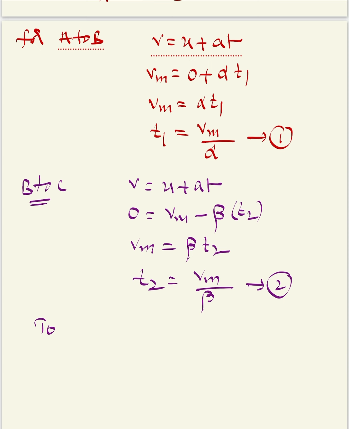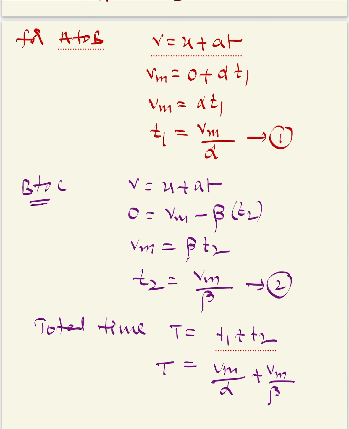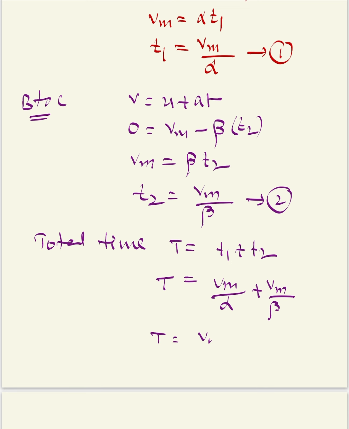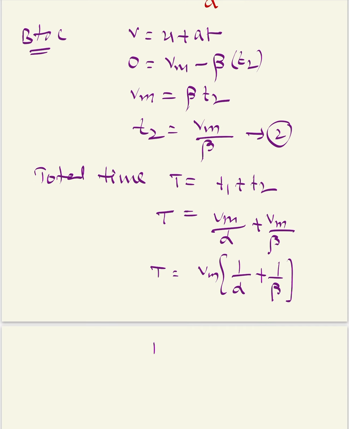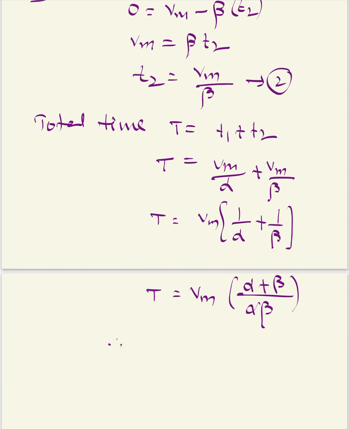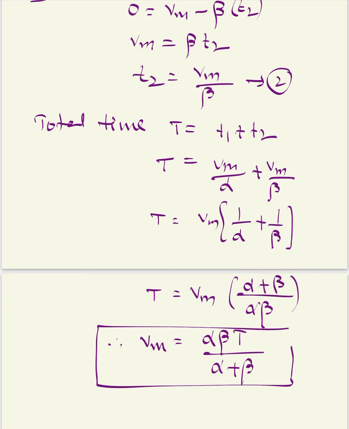Now the total time t equals t1 plus t2 here. What is t1 here? Vm by alpha, plus Vm by beta, that is the total time. So here t, with Vm common, 1 by alpha plus 1 by beta. So take the LCM alpha beta: Vm alpha beta by alpha plus beta for the LCM. So finally, doing cross multiplication, Vm equals alpha beta t by alpha plus beta. So this is the maximum velocity.